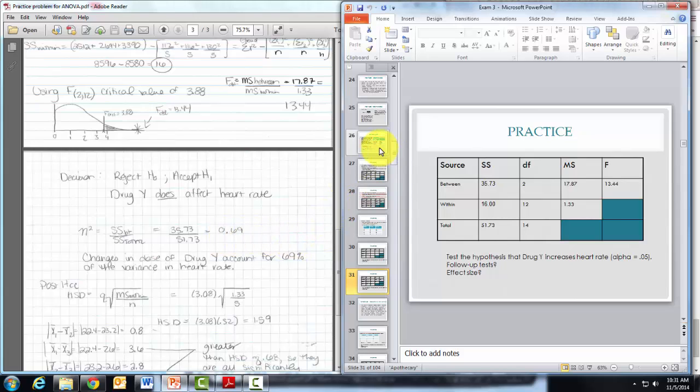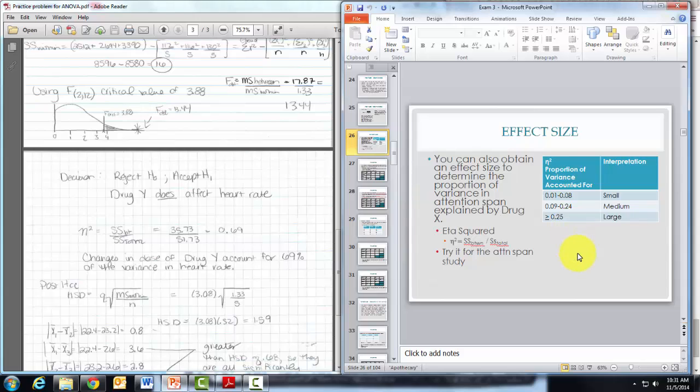Now let's go back up in our slideshow to our interpretation of eta squared, because it's a little bit different than Cohen's d. This is one of those new things you just need to memorize like you did for Cohen's d. For eta squared, any value that's greater than or equal to 0.25 is considered a large effect size. So we're going to say that this is a large effect size. 0.69 is above 0.25.